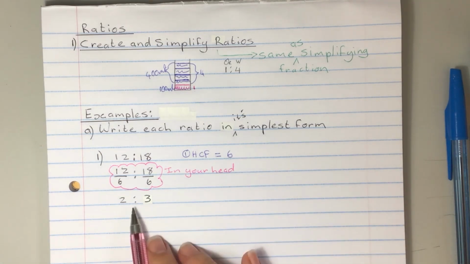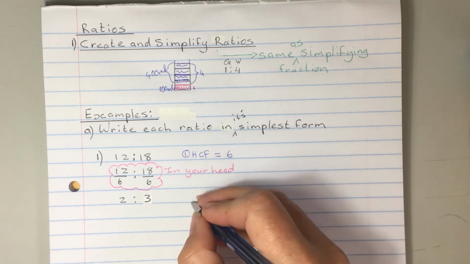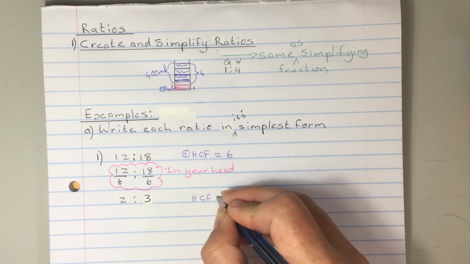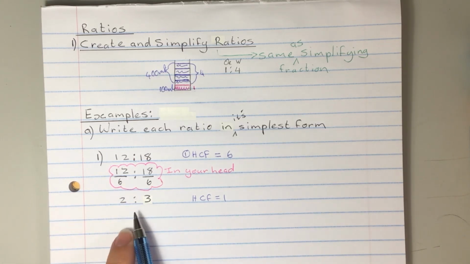If I look here, what is my highest common factor between 2 and 3? The highest common factor here is 1. And so we know this ratio cannot be simplified any further. Also make sure that these 2 values are not decimals or fractions. They must be whole numbers.